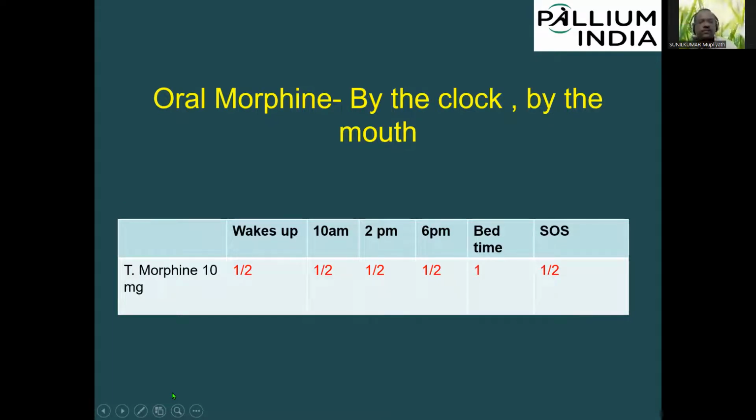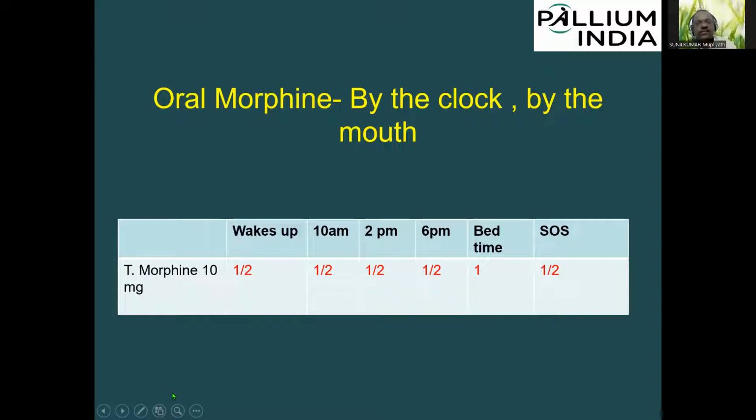Tab morphine 10 milligram, half a tablet, when the patient wakes up. Say it's 6 a.m. The next dose will be at 10 a.m., then at 2 p.m., 6 p.m., then 10 p.m. And breakthrough is SOS. The SOS dose will be the same as the regular dose. But you can see that at 10 p.m., instead of 5 milligram, you have to administer a double dose. So when you write it, it will be half tab morphine 10 milligram, half Q4 hourly and SOS.